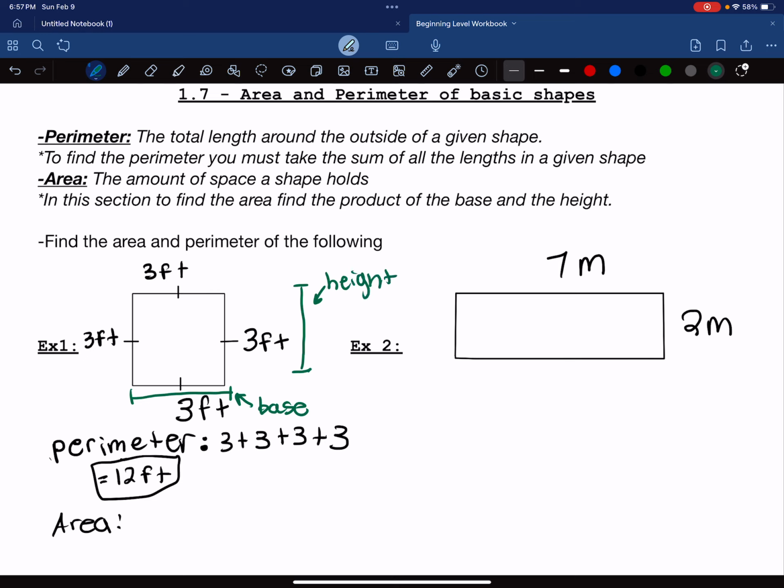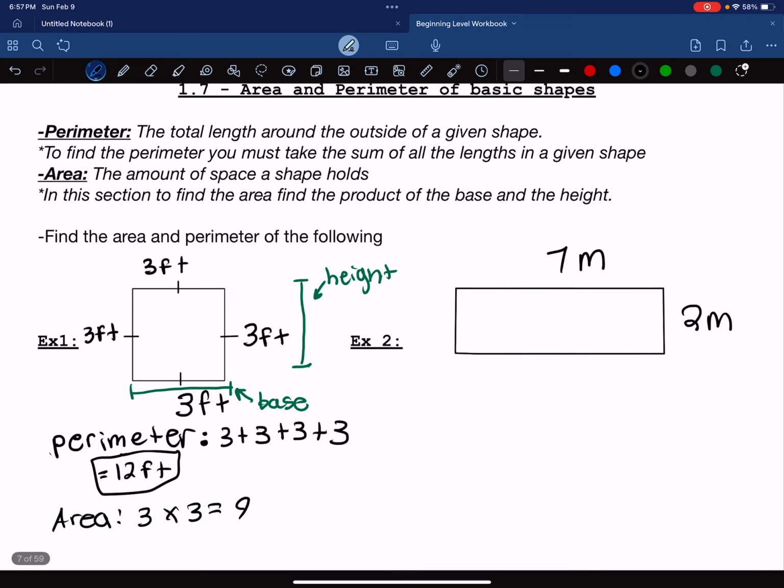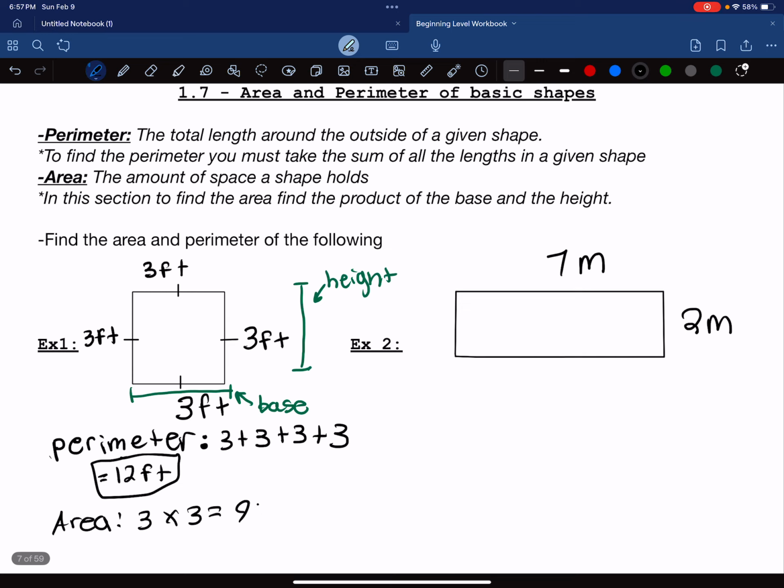So with that in mind, since area is base times height, we're going to do 3 times 3. And 3 times 3 is 9. And we can't forget our unit, which is feet. And one thing, when you find the area, the answer is always going to be units squared. So our feet is going to be squared in this case because we are multiplying the two numbers.